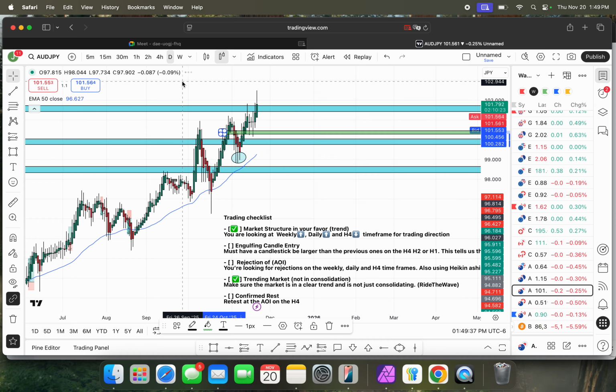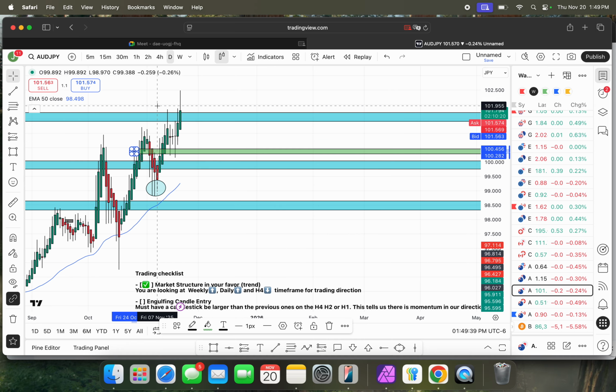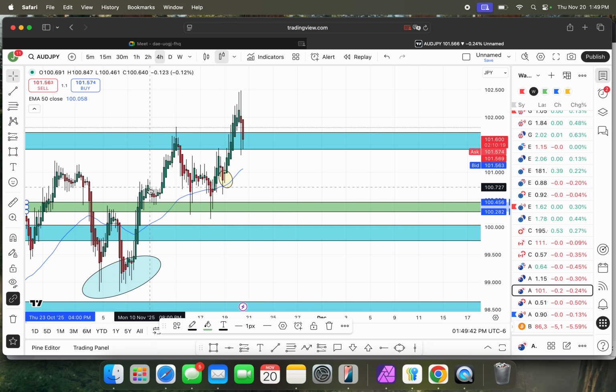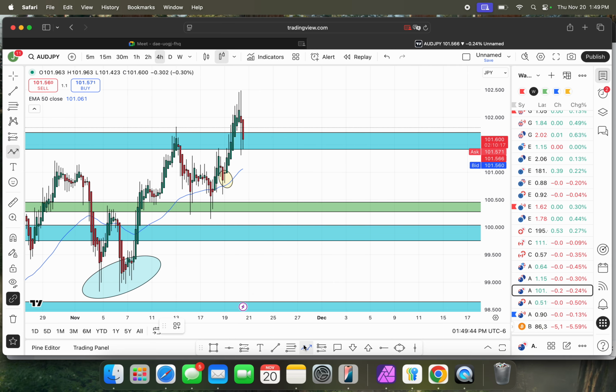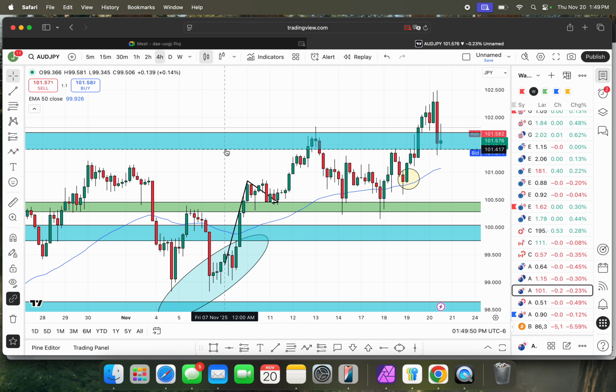But daily finally closed above. We had a shift of structure. We got our break. We got our retest. Now all we're looking for is a rejection candlestick. There it is, the green one right there.